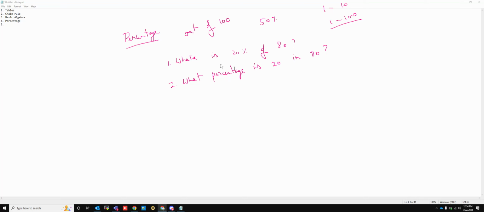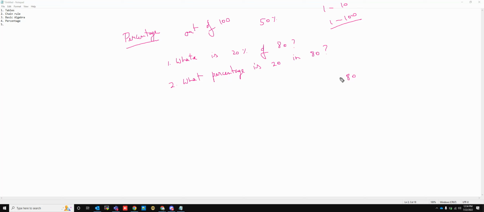So in the first one, we have to find what is 20% of 80. Which means that 80 is full. 80 means 100%. In that, you have to find how much is 20%. So what is 50% of 80? Easy, half it. So 40. What is 25%? 20, that you can find.